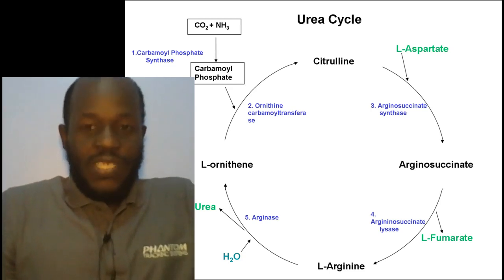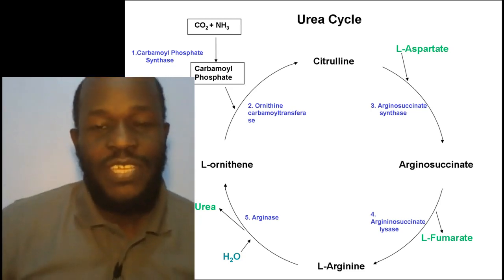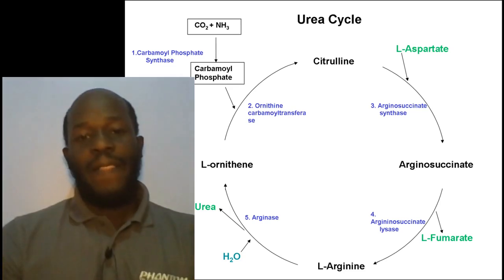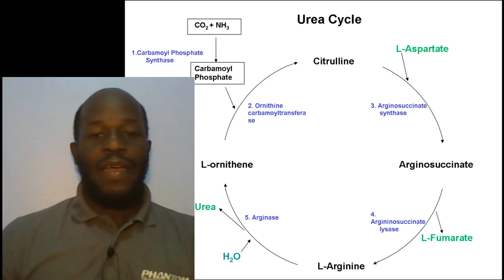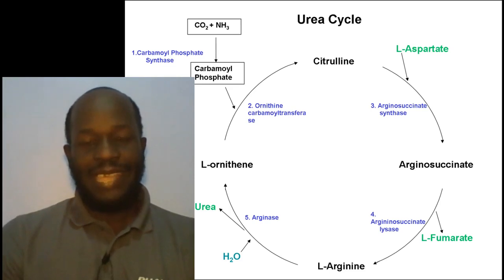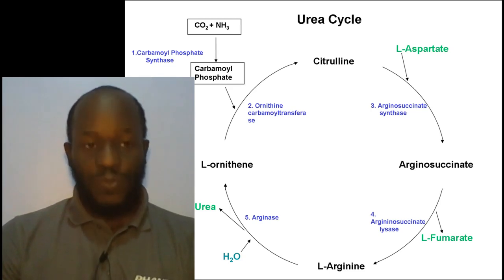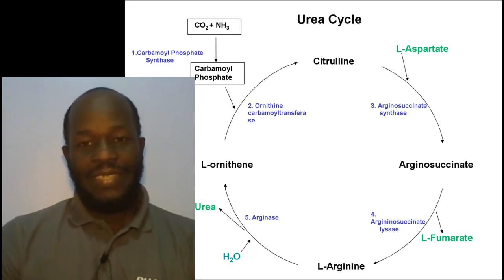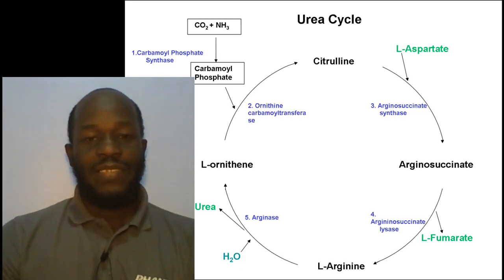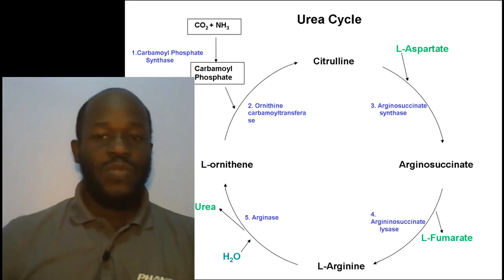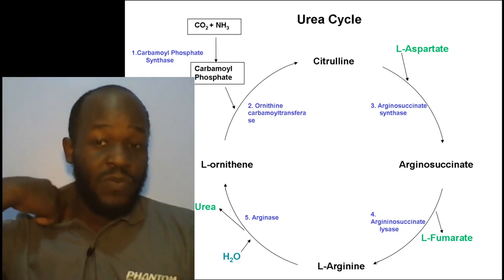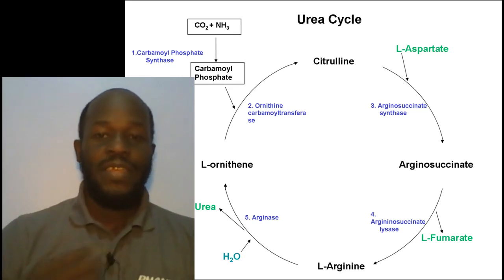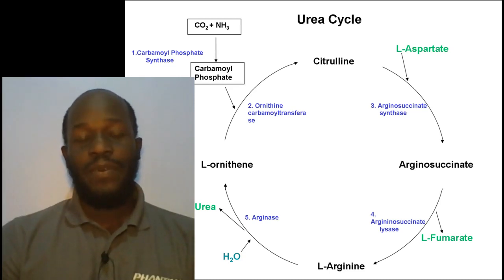Now the fumarate is used in the production of NADH in the TCA cycle, and the arginine moves forward in the next step of the urea cycle. So we have said adeninosuccinate is cleaved into arginine and fumarate, and fumarate is transported to the TCA cycle to form NADH, and the arginine moves to the next step of this urea cycle.